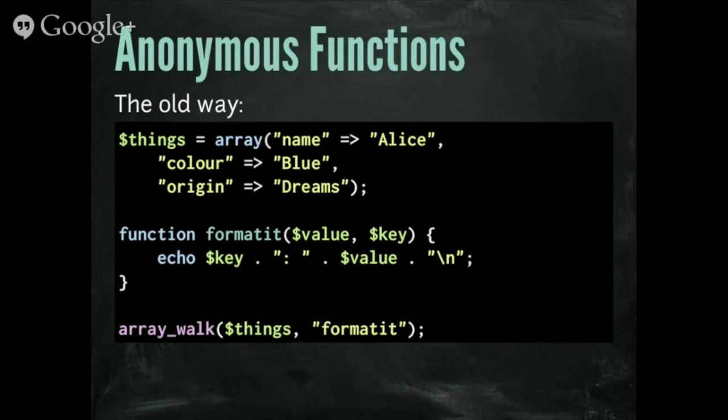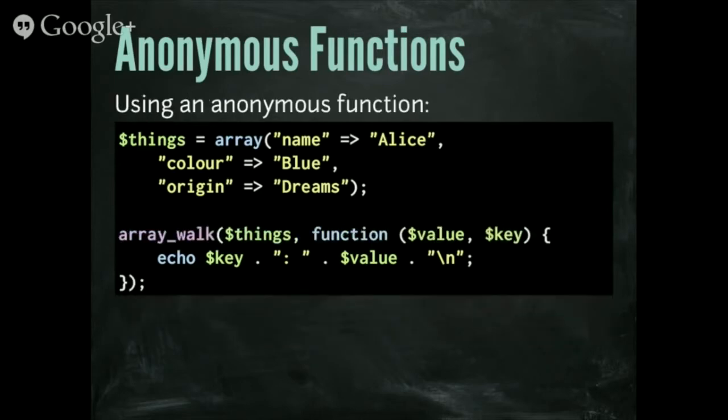I love doing things with no screen because all that's happening is I'm like waving my hands and pointing. Just imagine that I am pointing and gesticulating in a very balletic manner. So, the anonymous functions. It used to look like this. You declare the function, and then you could use it as a callback in array walk. 5.3 brings anonymous functions, and so the code now looks like this. I still have the array, but I can just do array walk and declare that function without a name in the single place where I'm going to use it.